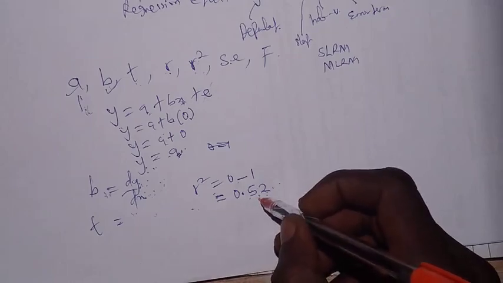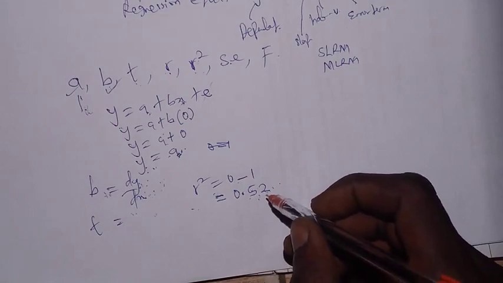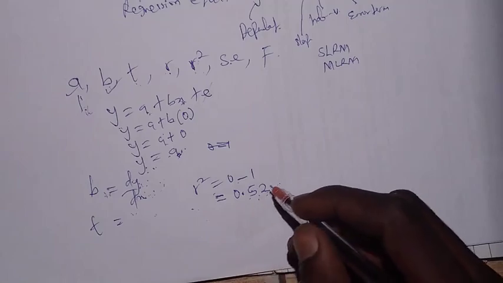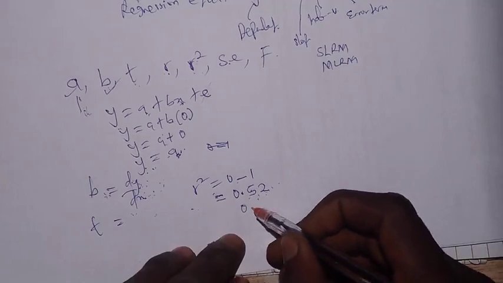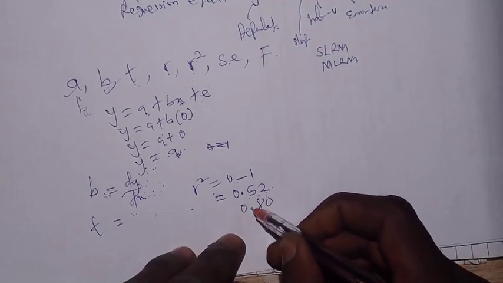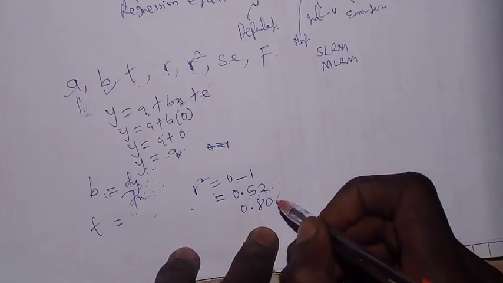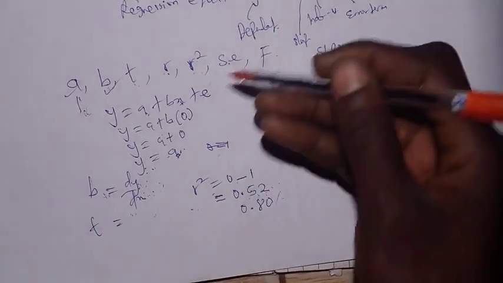If it is 0.52, it is about half, 50% or 52%. If it is 0.80, that is 80% of the variation in the dependent variable caused by the independent variable. I hope that is clear.